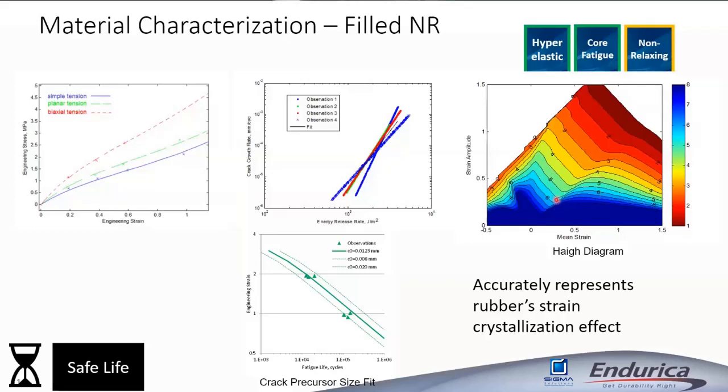There are places on this diagram where if you increase the mean strain, the fatigue life goes up, which is, if you try and use a metal fatigue approach to predict fatigue life, you are going to make very, very wrong predictions of the life of the rubber. It's imperative that you account for the strain crystallization effect, and that's what we're doing here.